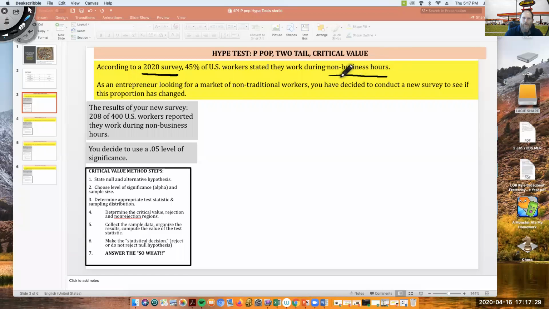just non-business hours. So as an entrepreneur looking for a market of non-traditional workers, you have decided to conduct a new survey to see if this proportion has changed. You notice that it didn't say that you believe or want to see if this proportion has increased or decreased. Just changed. That means it could increase, it could decrease, but you're not being specific. And that right there is your tip off that this is a two-tailed test. Two-tailed is kind of another way of saying, hey, it could go either way.